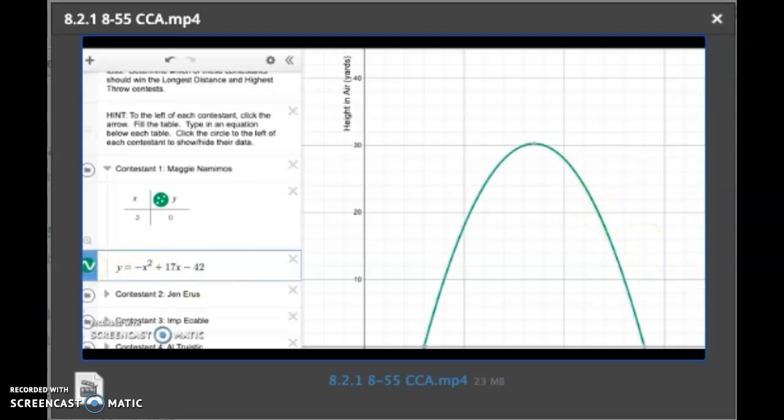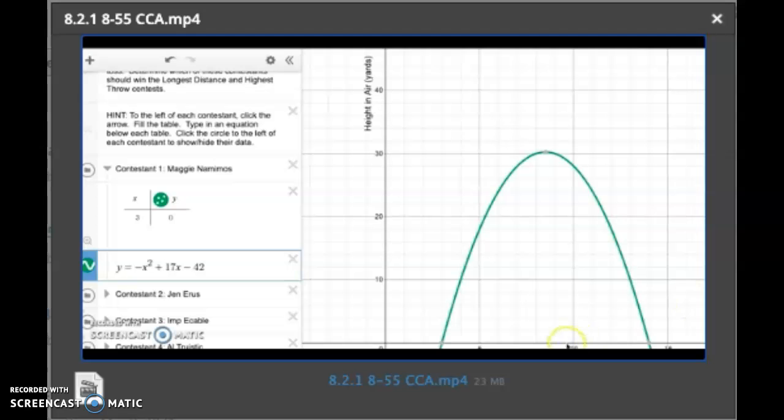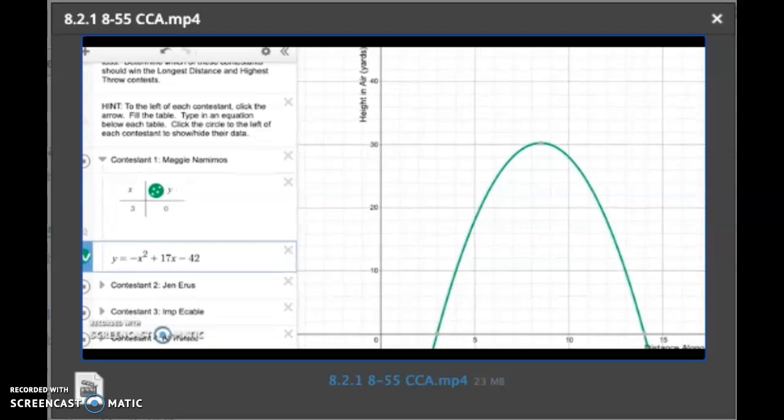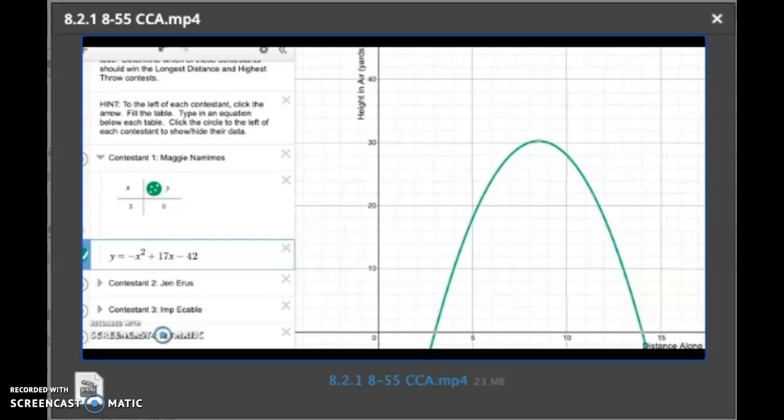Okay, there is Maggie's parabola. Move my screen around here a little bit. All right, and so I can see that right here at 3, 0, that's where she shot her water balloon from, and then it traveled in the air, and it got to its highest point, the vertex, and then it traveled back down, and it finally hit the ground at 14 yards.